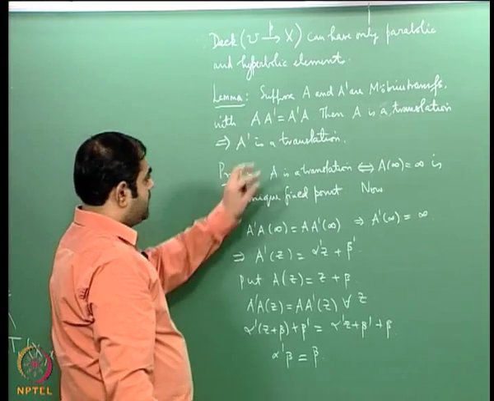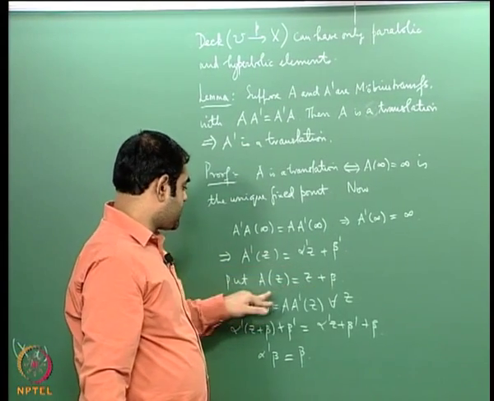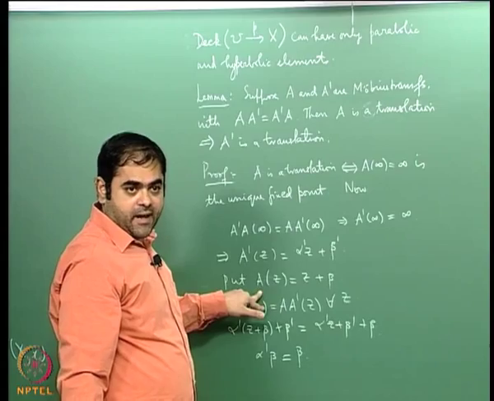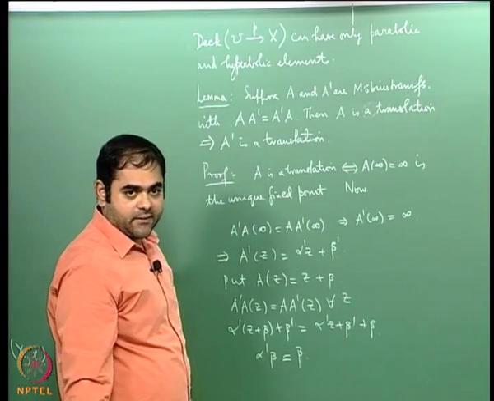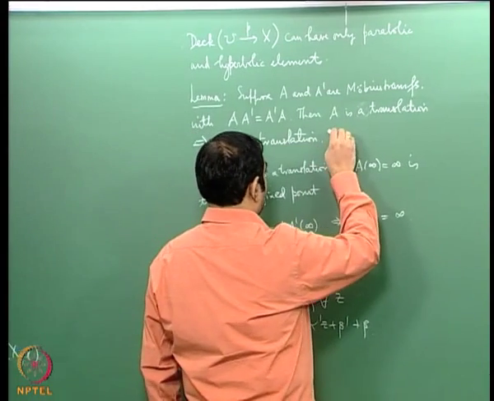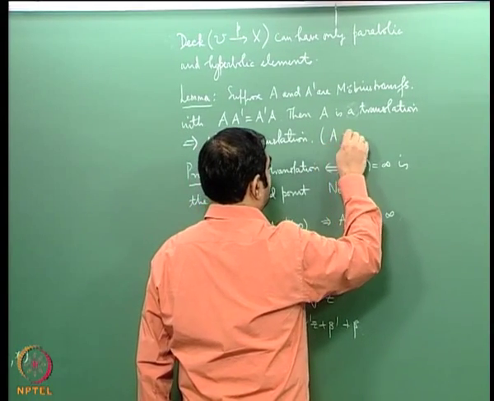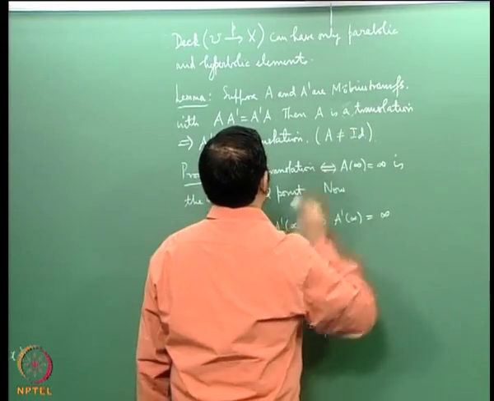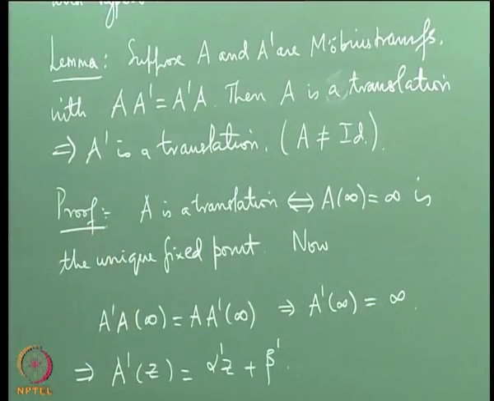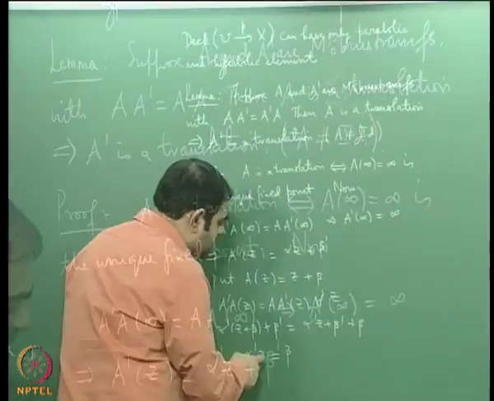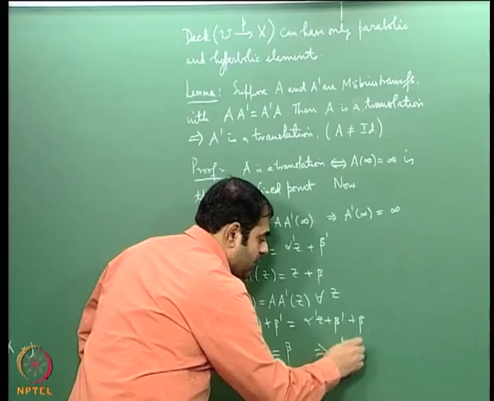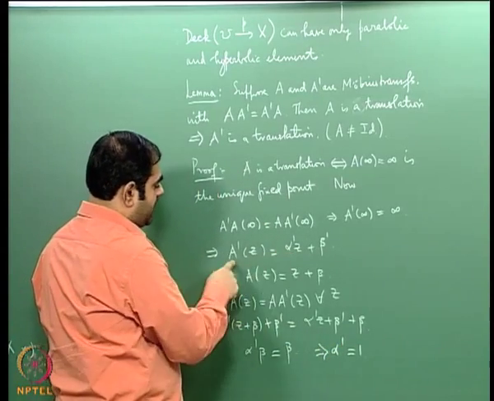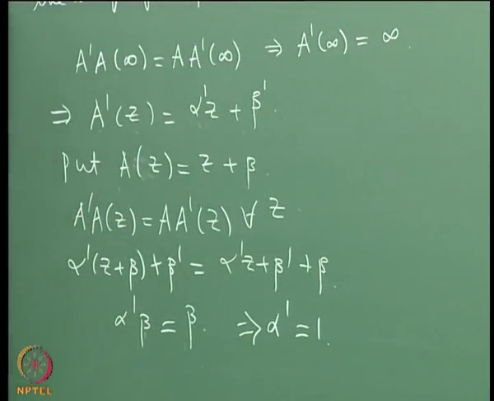So you see, beta equal to 0 corresponds to the case when A is identity, okay, and let me assume that A is not the identity. I don't want to look at the identity transformation, because that is not very interesting. A not equal to identity, so beta is non-zero, therefore I can cancel beta and I will get alpha prime is 1. If alpha prime is 1, then A prime z is z plus beta prime, so it is also a translation, alright. So that proves this lemma, right.